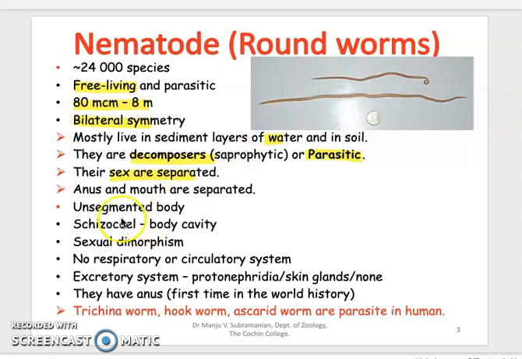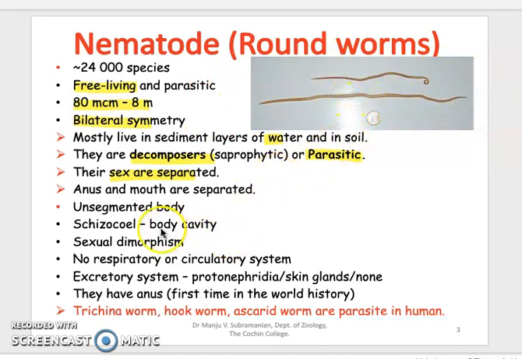And the mouth and the anus are separate. The body is unsegmented, in the sense that it is without any segments. So if you just observe this picture of a roundworm, we can't observe any segments.